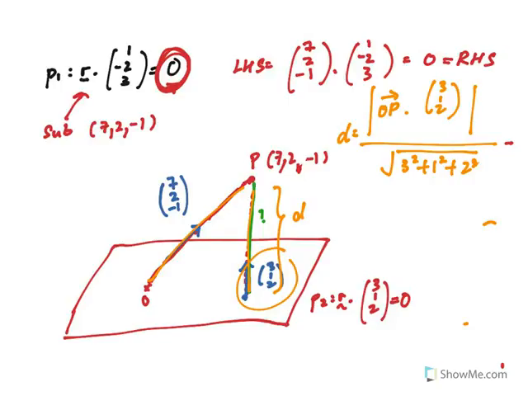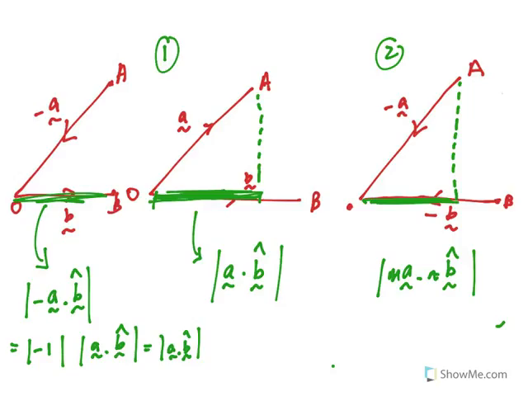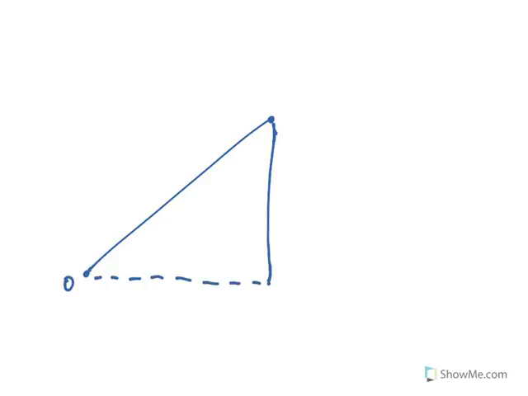Are you lost? Lost already? You don't know what's... Okay, one more time. This is really hard. Okay, so I'm going to talk about it. This is the plane. This is O. This is P. Here, this is O. This is P.